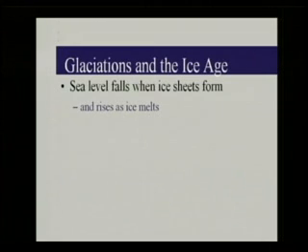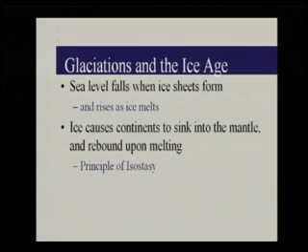There have been times in Earth's history when more of the land surface was covered by glacial ice. Whenever ice sheets form, the sea level will fall. And then when the continental glaciers and ice sheets melt, the sea level will rise. Ice also causes continents to sink into the mantle. If you remember the principle of isostasy, the extra weight causes that crust to depress into the mantle, but when glacial ice is receding or melting, then the continent will slowly rebound.